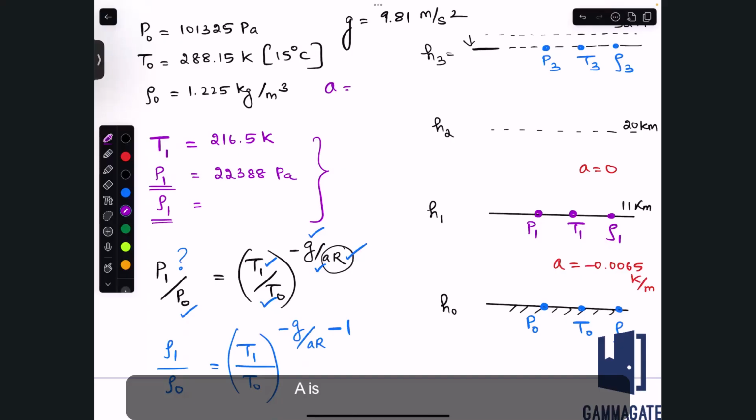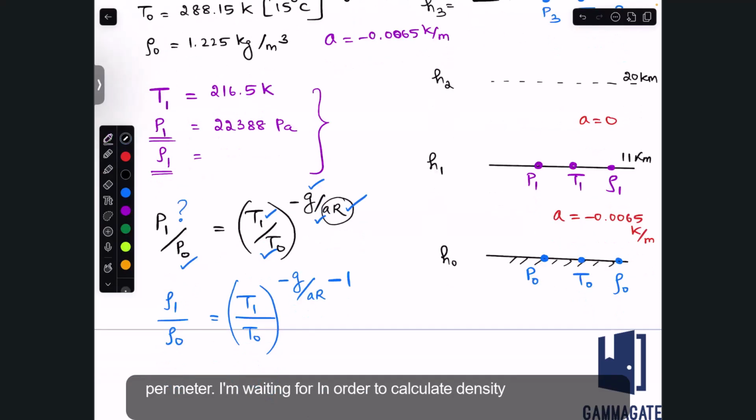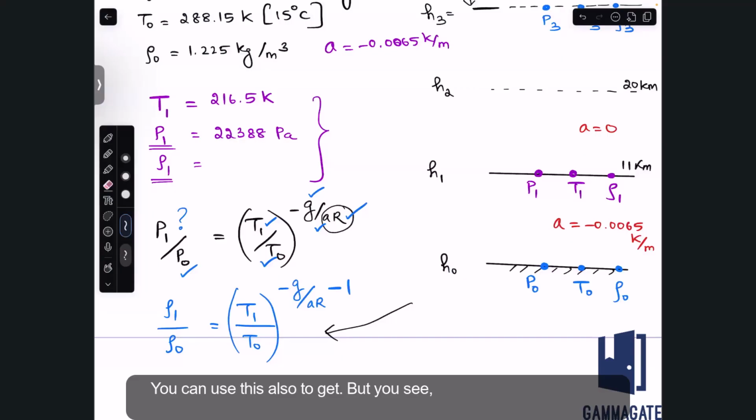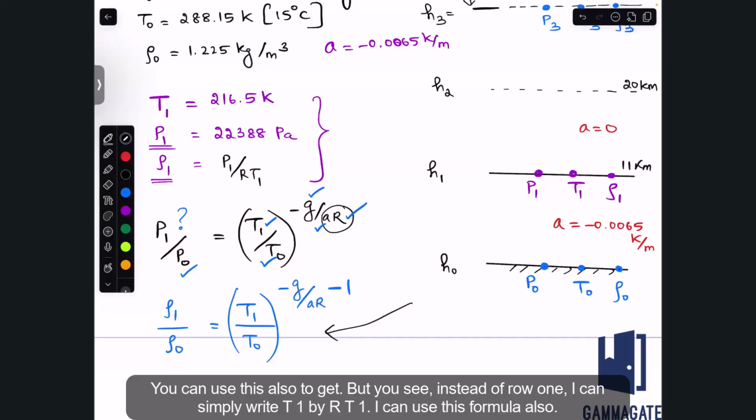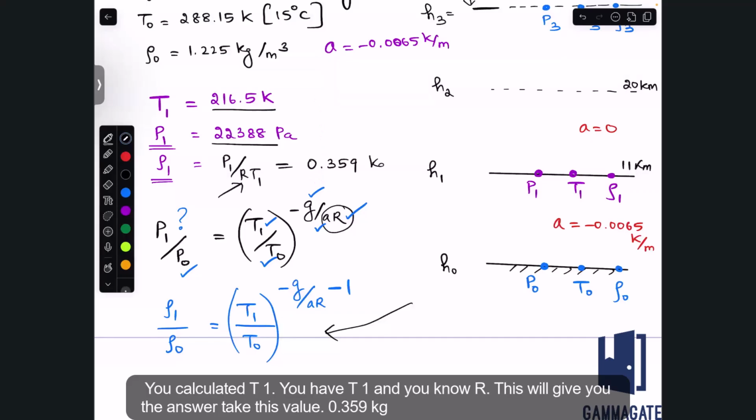A is minus 0.0065 Kelvin per meter. In order to calculate density, do not use this formula. You can use this also to get it, but instead of rho 1, I can simply write P1 by RT1. I can use this formula also. You calculated P1, you have T1, and you know R. This will give you the answer 0.359 kg per meter cube.